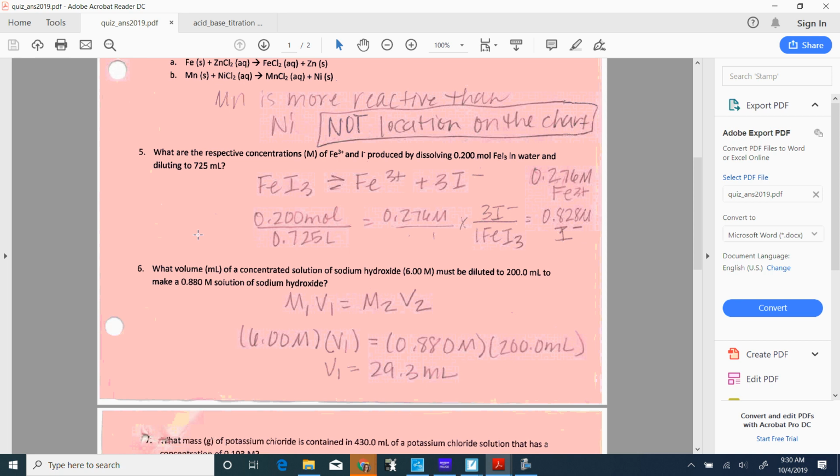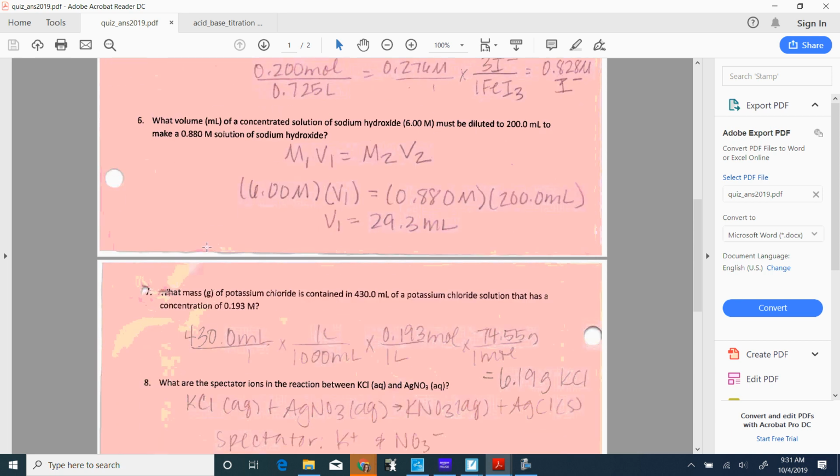Okay. Number 6 is your only dilution problem. The only time you can do M1V1 equals M2V2 is if it says diluting. That's a dilution equation. It's a proportion because it's the same stuff. I'm taking sodium hydroxide, I'm just adding water to sodium hydroxide. Okay? Number 7.